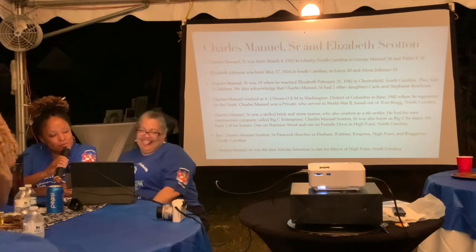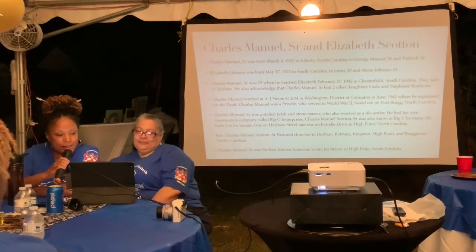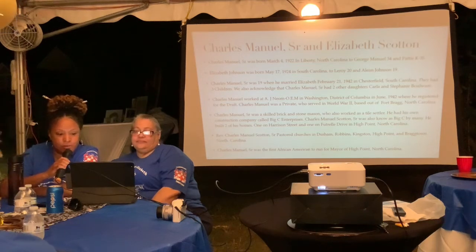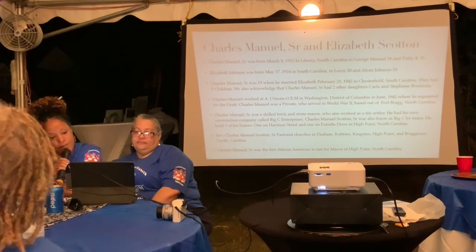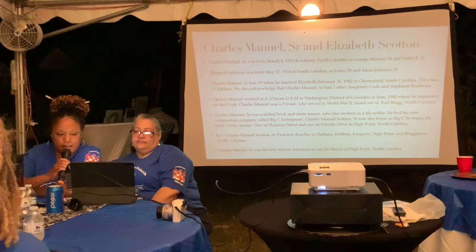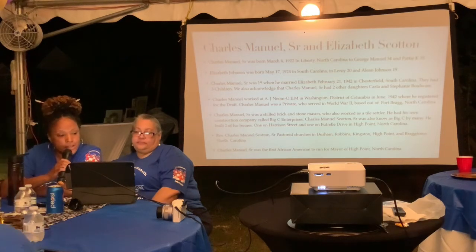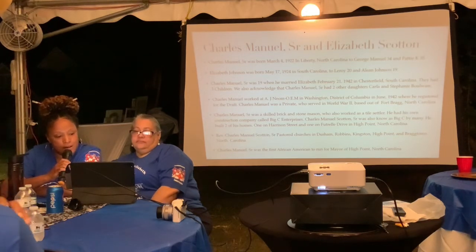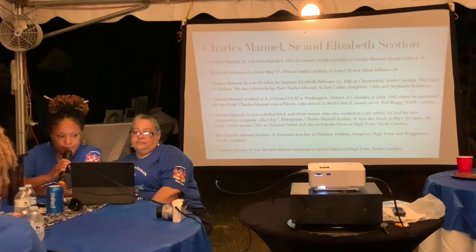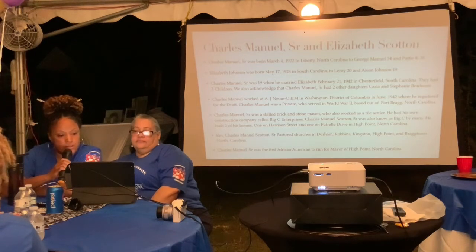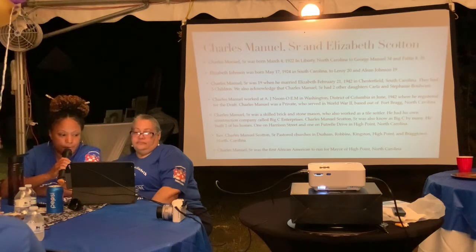Charles Manuel Sr. was born March 4, 1922 in Liberty, North Carolina to George Manuel, 34, and Patti Kay, 35. Elizabeth Johnson was born May 17, 1924 in South Carolina to Leroy, 20, and Arlene Johnson, 19. Charles Manuel Sr. was 19 when he married Elizabeth, February 21, 1942 in Chesterfield, South Carolina. They had 3 children. We also acknowledge that Charles Manuel Sr. had 2 other daughters, Carla and Stephanie Boulware.